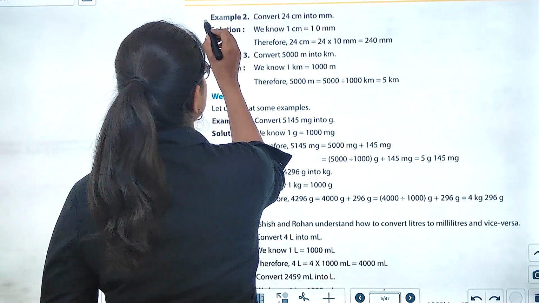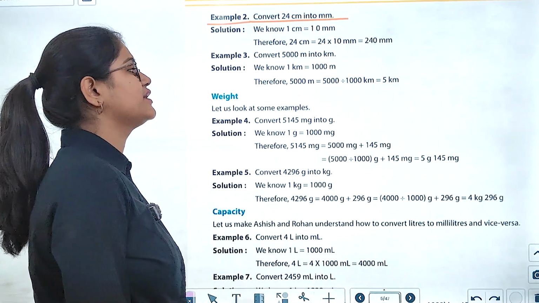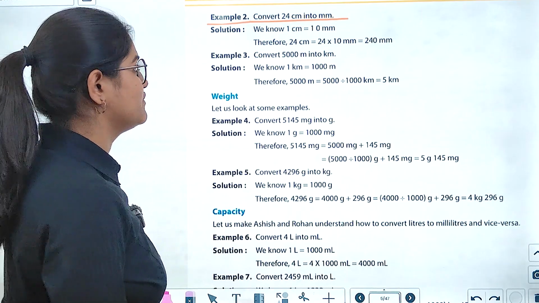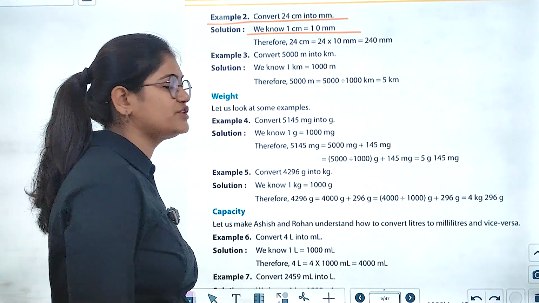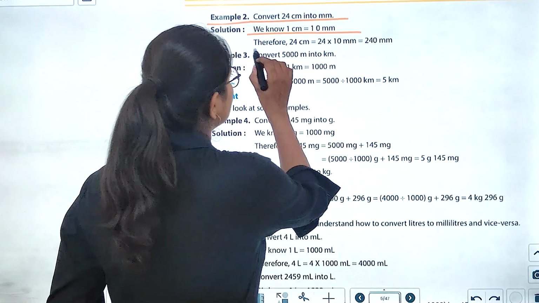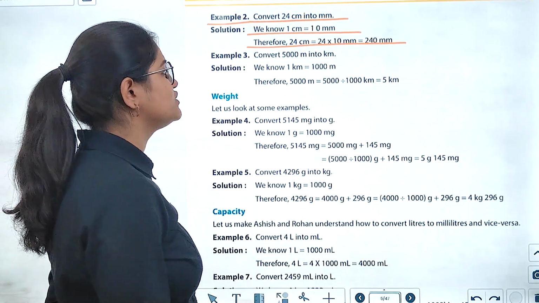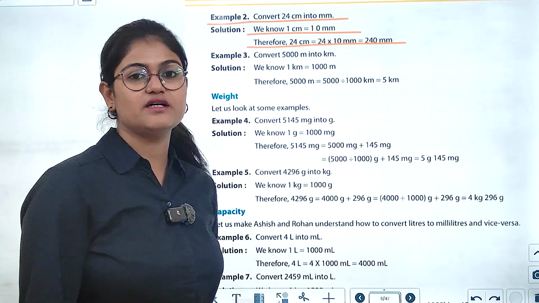In example 2, they say convert 24 centimeters into millimeters. Now we have to convert 24 centimeters into millimeters. So we all know that 1 centimeter is equal to 10 millimeters, correct? Then 24 centimeters is equal to 24 into 10 millimeters, which is equal to 240 millimeters.